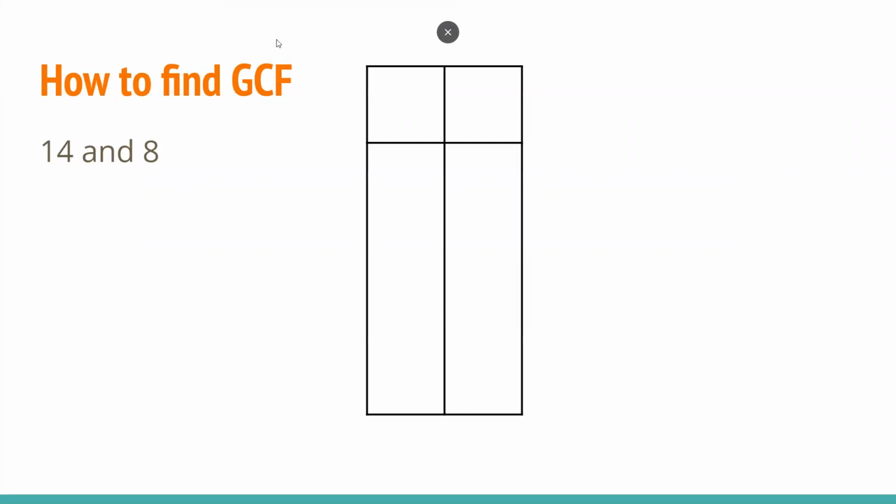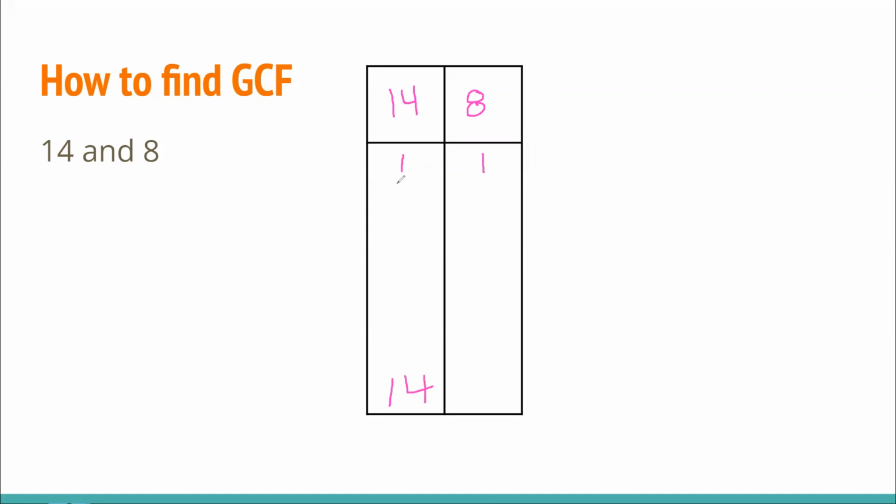Now we're going to think about GCF. GCF means greatest common factor. So again, I'm going to put my numbers in that top box. And I know that everything is divisible by 1, so I'm going to start off with a 1. I'm thinking 14 divided by 1, and I know that's 14. I'm going to go up to the next number, 14 divided by 2. 14 divided by 2 is going to give me a 7. Now I'm going to try for a 3. 14 divided by 3 is a decimal, and so I know that's not going to work.